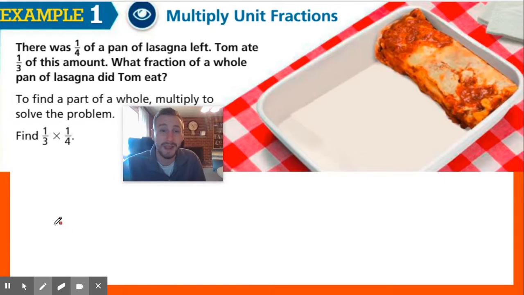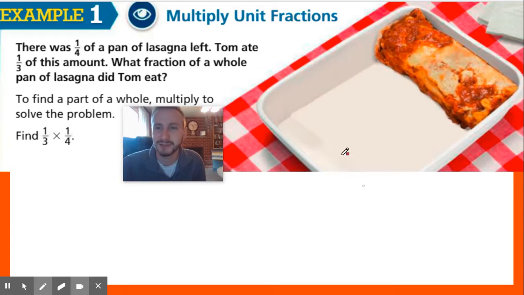All right, so let's see what we have. Example 1 says, there was 1/4 of a pan of lasagna left. Tom ate 1/3 of this amount. What fraction of a whole pan of lasagna did Tom eat? Okay, and right here it says to find a part of a whole, we multiply to solve the problem. So to find a part of something, you want to multiply, right?